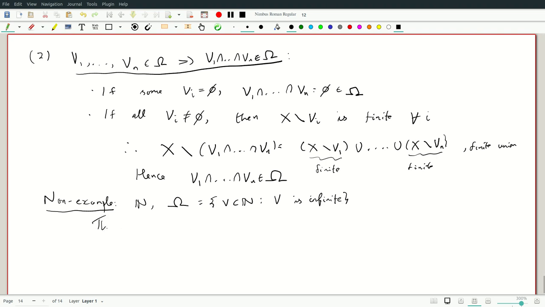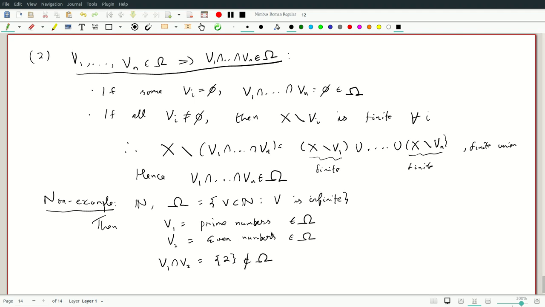Then let V1 be the set of prime numbers. That's infinite, thanks to a classic result of Euclid. And V2 is the even numbers. This is in omega because it's infinite, and this is in omega because it's infinite. Now the intersection of this pair is just {2}. It does not belong to omega.